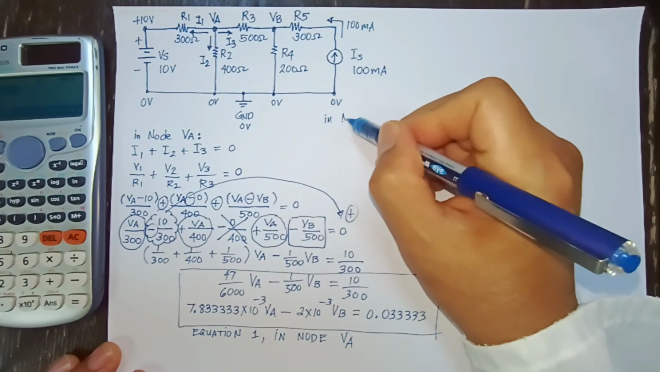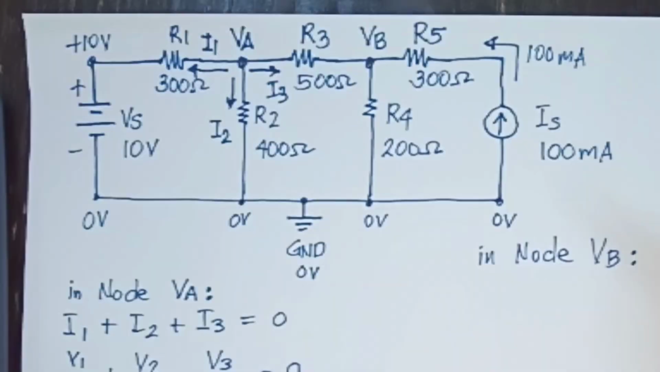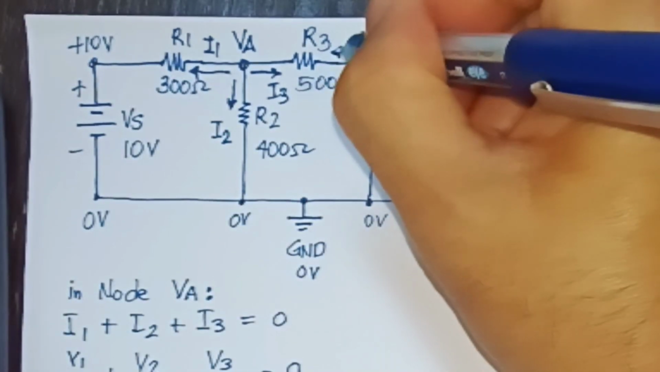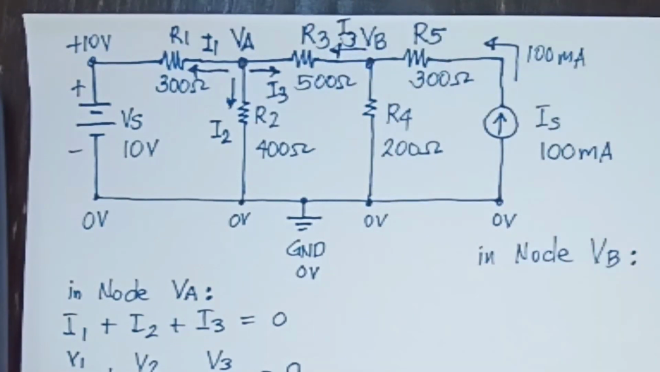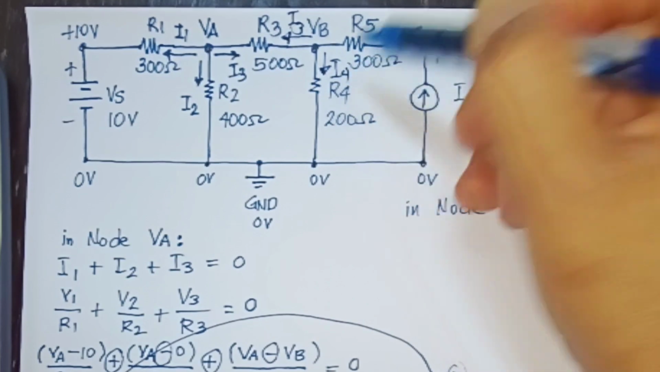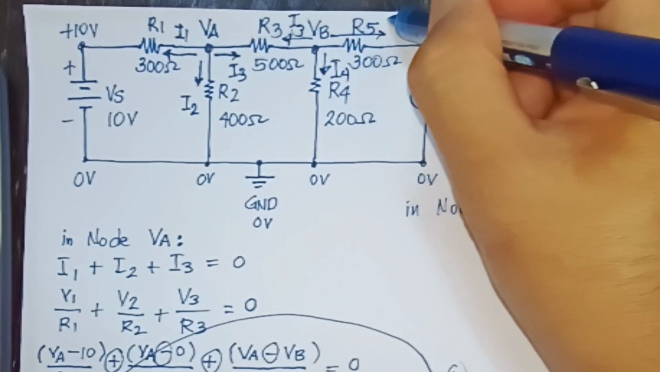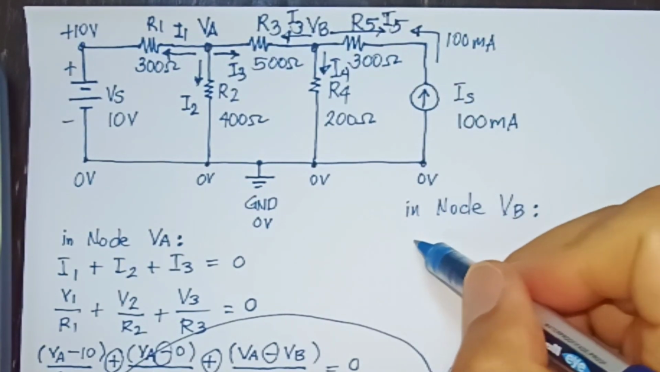And so we will analyze another node, that would be the node VB. So in node VB, let's draw the current coming out from VB. Let's call this I3. And another current coming out from VB, let's call it I4. And another one coming out of VB, let's call it I5.